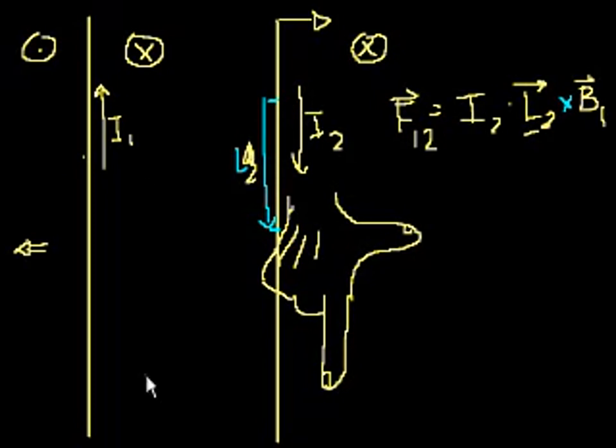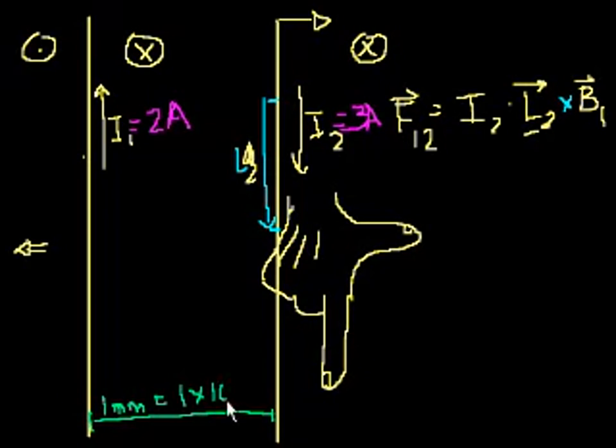So let's say that current 1, I'm just going to make up some numbers, is 2 amperes. Current 2 is 3 amperes. What else do we know? We need to know how far apart they are. Let's say it's small. Let's try to get a respectable number. Let's say they're 1 millimeter apart. We want everything in our standard units so that all the units work out, so let's convert it to meters. That equals 1 times 10 to the minus 3 meters. So they're pretty close together.